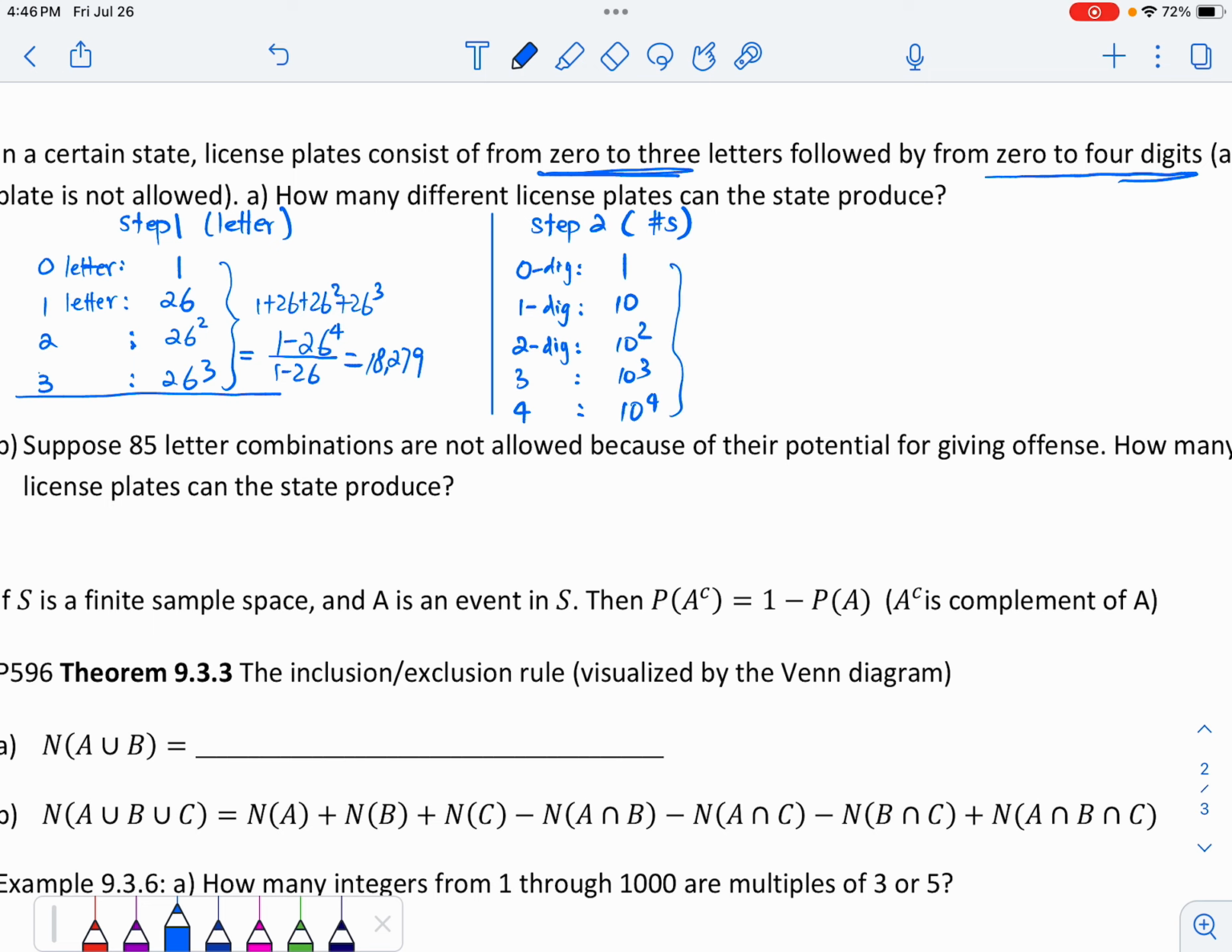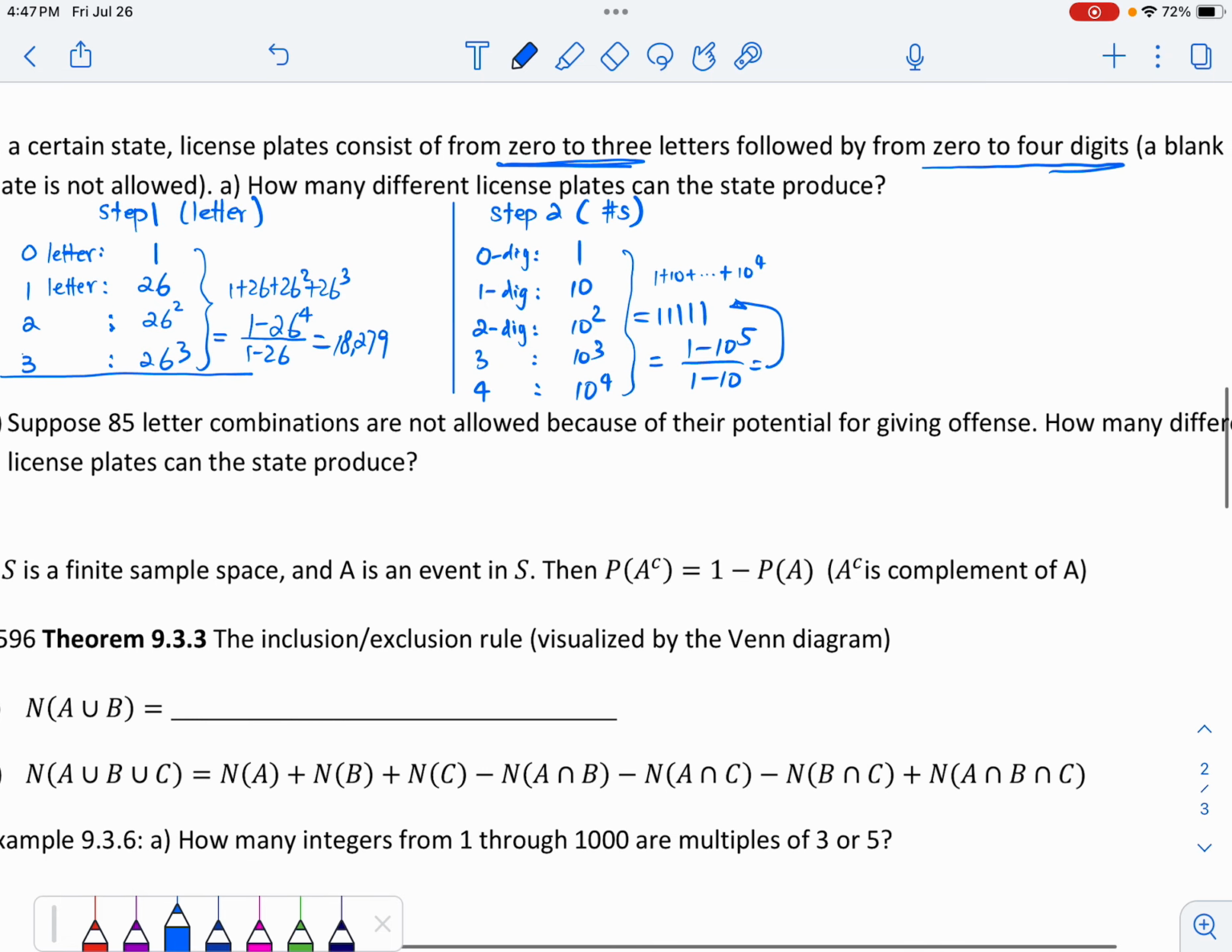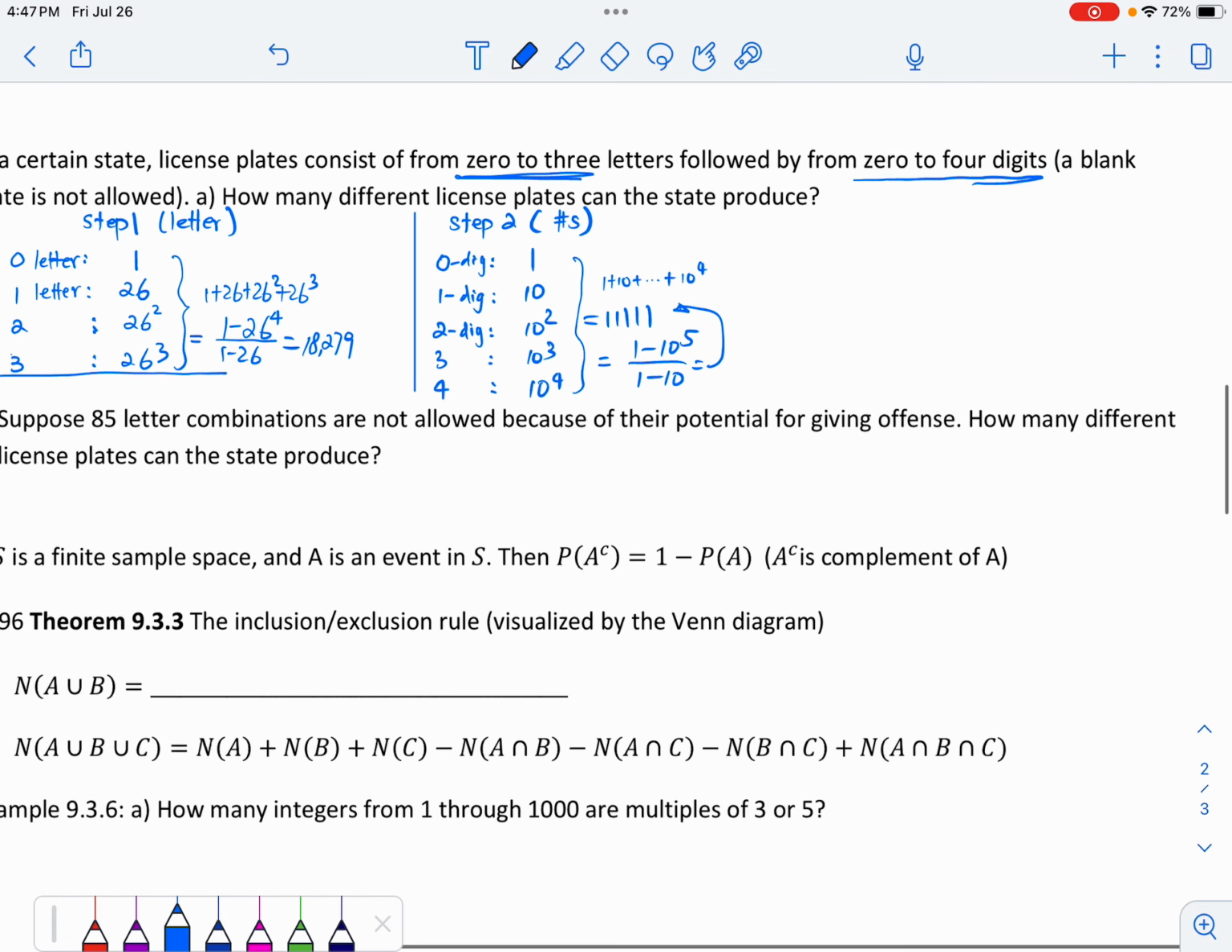If you add this together, 1 plus 10 plus up to 10 to the 4th, this is pretty easy to calculate. It's just going to be 11,111, because this will be 10,000, 1,000, and so on. Or you can still use this formula. For practice, you can do 1 minus 10 to the power 5, over 1 minus 10, and you should get the same answer. Because we have a two-step process, we multiply these two together.